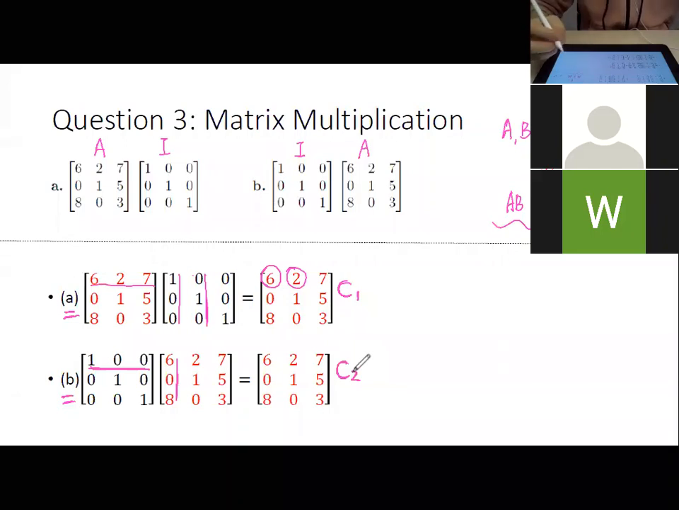After doing the calculation, we can find that AI is equal to IA, which is equal to C1, which is equal to C2. And in this case, it seems that this conclusion is correct, but that's because one of these two matrices is an identity matrix. And now we move to the next page to see in the general case why this conclusion is not correct.